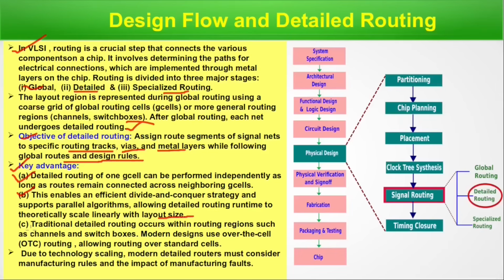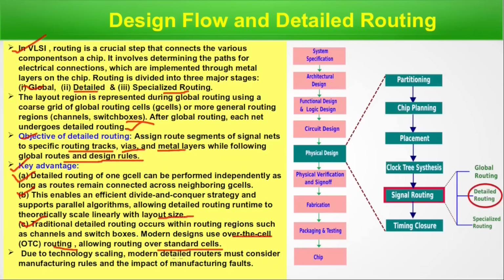If the relationship would have been quadratic or exponential, then it would have been a little bit more complex. Traditionally, detailed routing occurs within routing regions such as channels and switch boxes. Modern designs use over the cell routing, allowing routing over standard cells. Over the cell, or OTC, routing we will discuss in a later slide in detail. In case of modern designs, OTC routing is used.